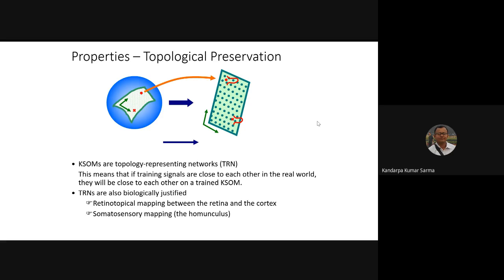The topology representing networks are biologically justified. These include the retinotopic mapping between the retina and the cortex, and the somatosensory mapping, just like the ones you have in the brain. In the case of the linkage between the retina and the cortex, you have the topology representing networks. Therefore, these Kohonen maps are very significant developments in the neurocomputing domain.